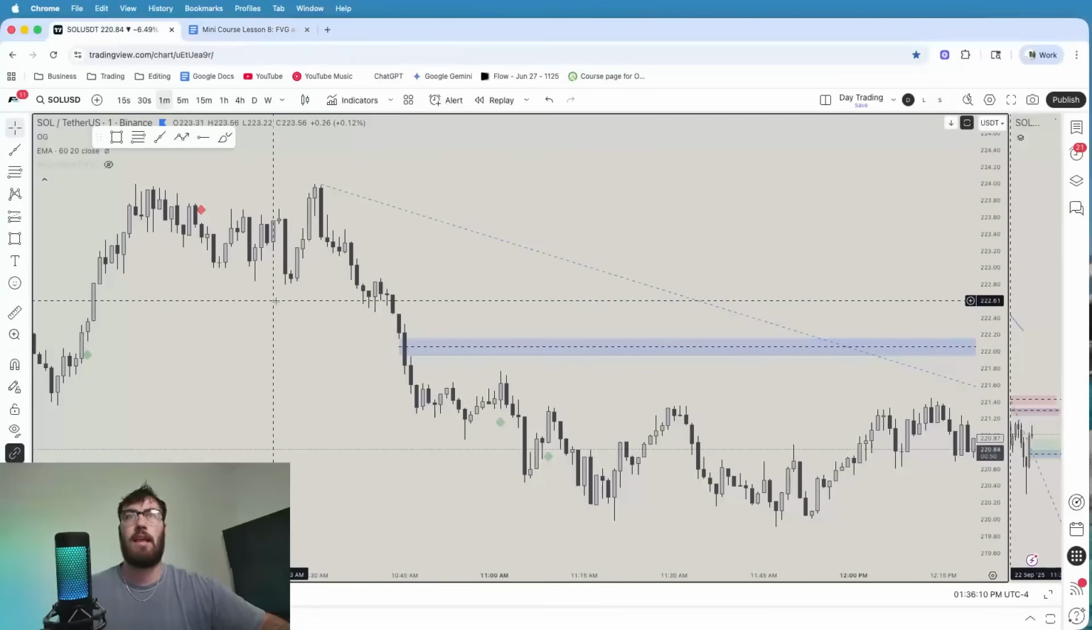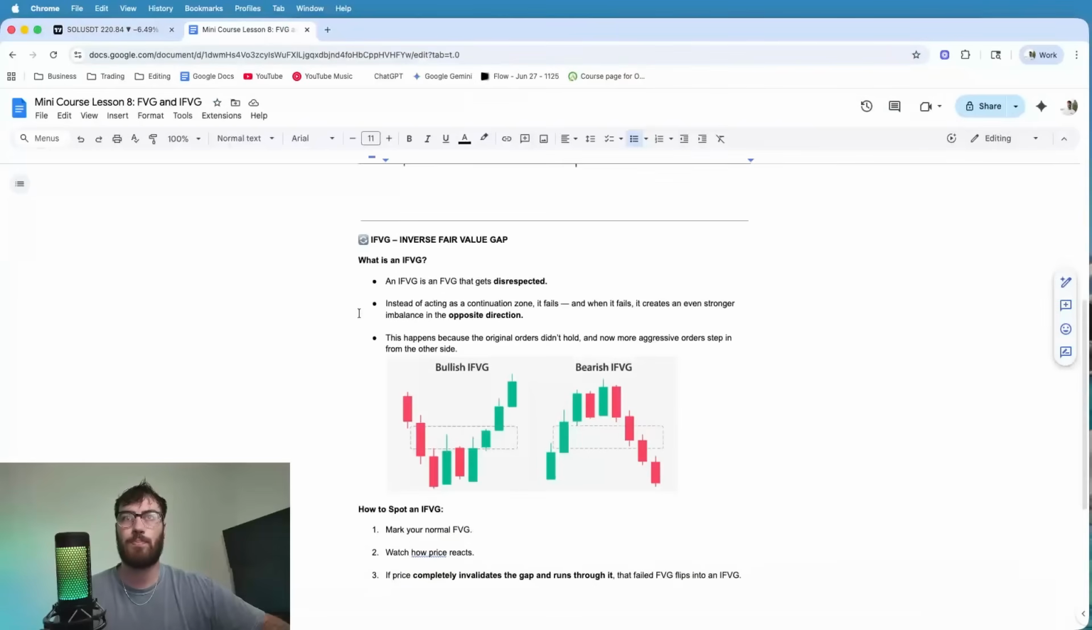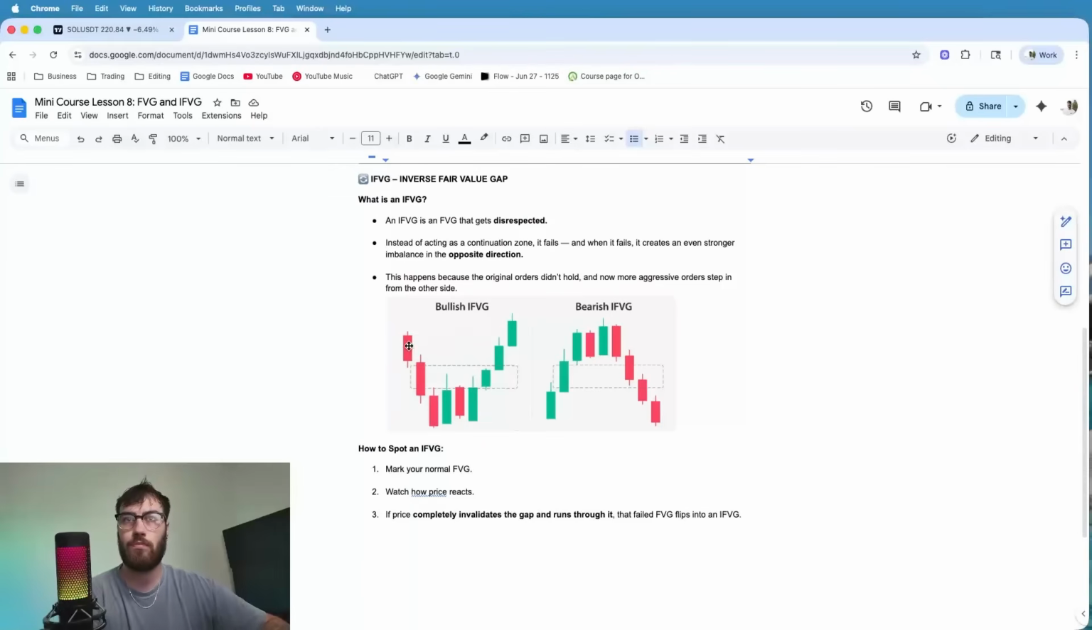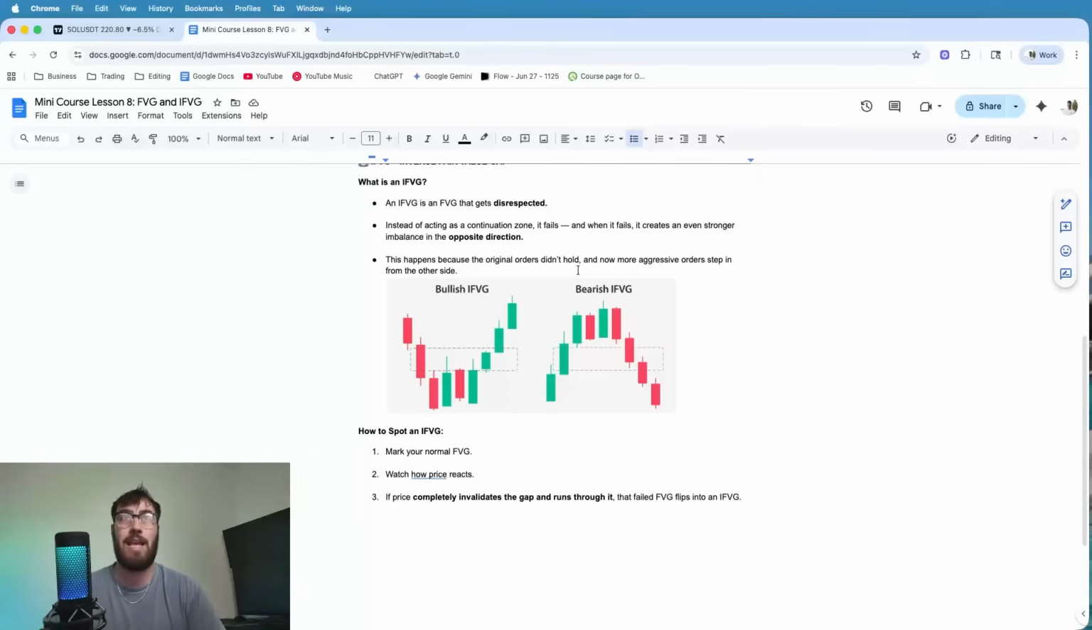So let's say, for an example, right here, you can see we have a bearish fair value gap. When price returned back into this zone, it didn't reject out of it. Instead, we actually disrespected that fair value gap, making this now an inverse fair value gap. Instead of acting as a continuation zone, it fails. And when it fails, it creates an even stronger imbalance in the opposite direction.